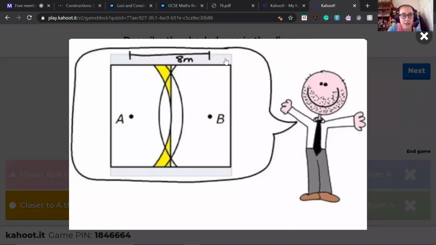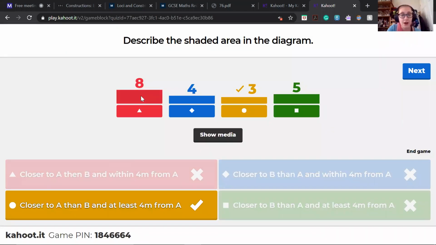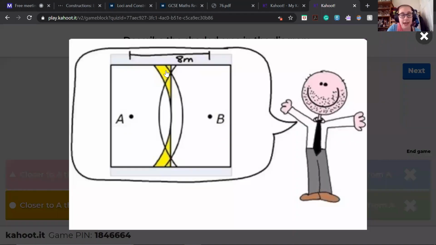Well, it's on the left-hand side of the line. So it's really promising that most people put it on red or yellow, I think. Yeah, because it's definitely closer to A than B. So you can kind of narrow it down to a 50-50. And then we ignore these lines and just look at this one here, the curved one around A. That's going to be some distance from A there.